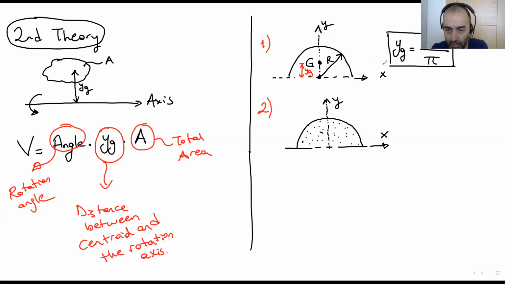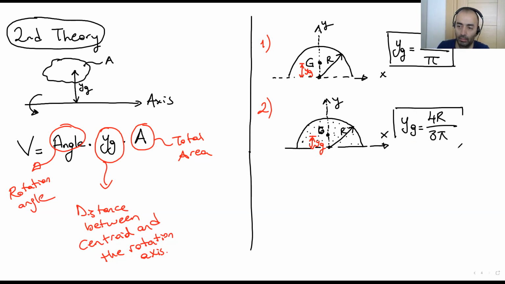Now the radius is R. Again, the center of gravity, the centroid point, is here. The point G is here. And the question here is again YG. What is YG? If this is a half circle area, YG equals here 4R over 3 pi. Okay.